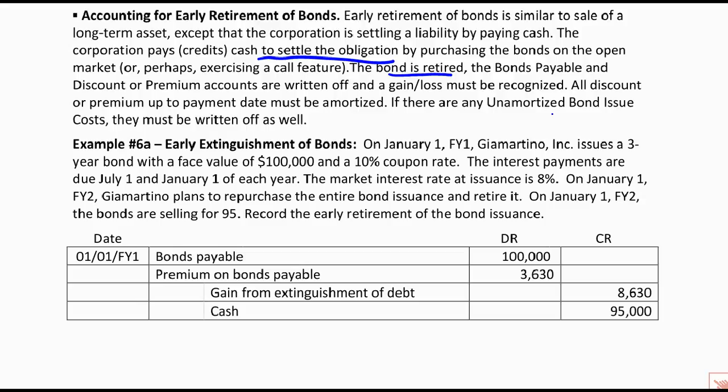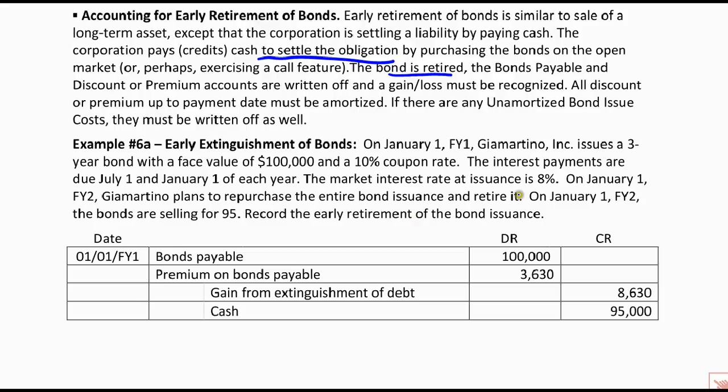The bond payable has to be debited. If there's a discount, it has to be credited. If there's a premium, it has to be debited. If there are unamortized bond issue costs, some problems will and some problems won't have those, that will have to be credited. All right, so if you're retiring the obligation, none of the accounts associated with the bond should remain, and you will have to recognize a gain or a loss.